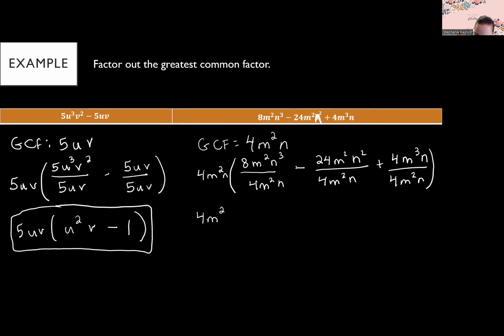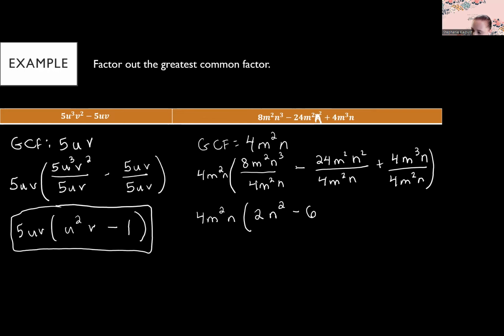So I've got 4m squared n, and then in parentheses, I start simplifying. So 8 divided by 4 is 2. M squared over m squared completely cancels. And then n cubed over n becomes n squared. So I've removed an n. Then minus 24 divided by 4 is 6.